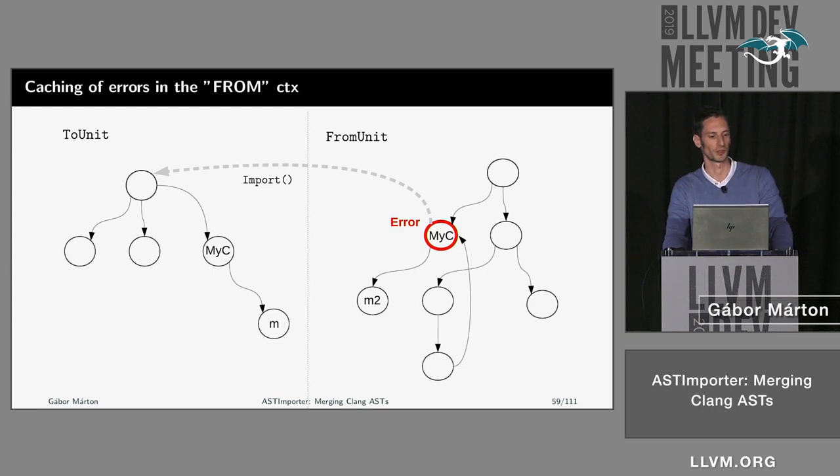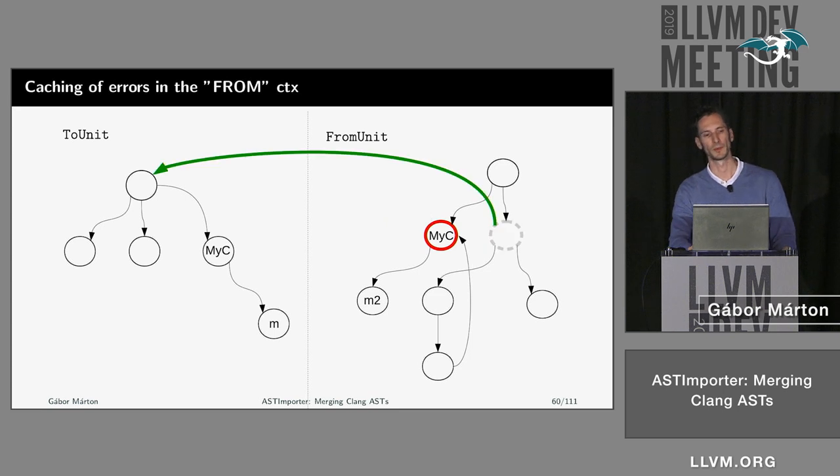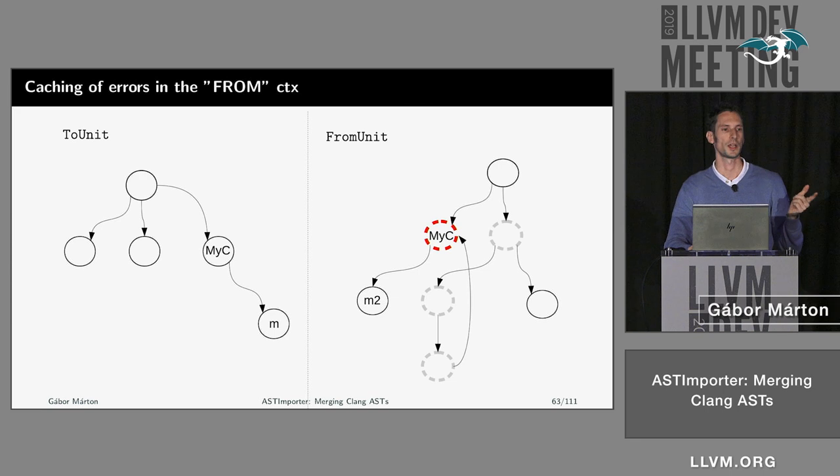Since we are already talking about errors, I have to tell you that actually we do cache these errors. What does that really mean? What's the impact of caching these errors? Once we know that we have an error associated to the definition of my class in the source context, whenever we want to import another node whose import path goes through this node, then we simply return with that error. We abort the import. We do not try to import that again. And actually that's what the caching means.